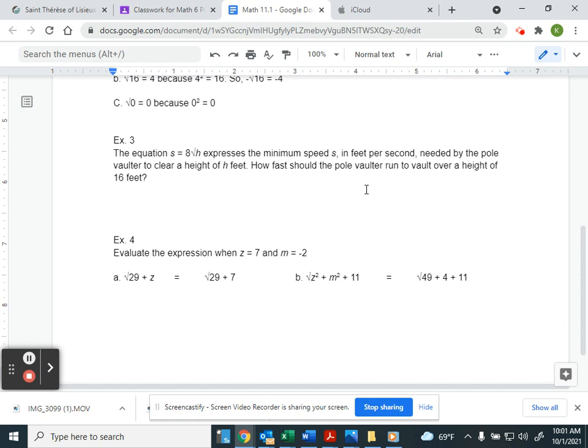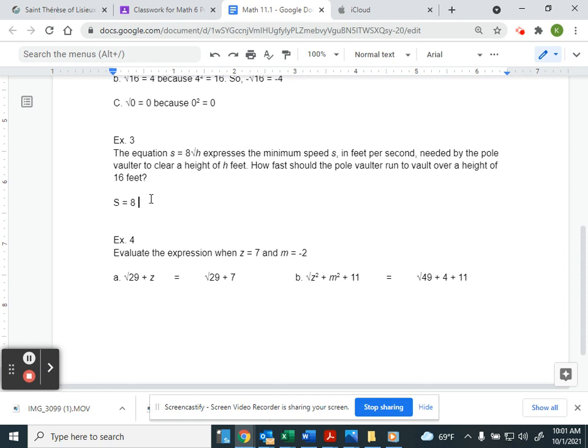What do you think the answer is? What should the speed be? How fast should the pole vaulter be going? Does anybody have it figured out? So remember, you want to put in your expression. So if we have S equals 8 times the square root of H. So I don't have that square root symbol there. What is the square root of 16? What times itself would equal 16?